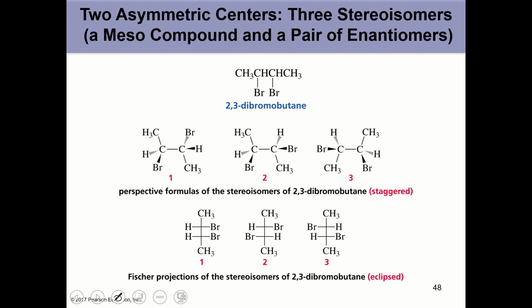Two asymmetric centers, three stereoisomers. It is possible that we can have an internal mirror plane of symmetry when we have two asymmetric centers in a non-ring molecule. So here we have a two asymmetric center molecule that has three stereoisomers instead of four stereoisomers, such that the 2 to the n rule does not apply.